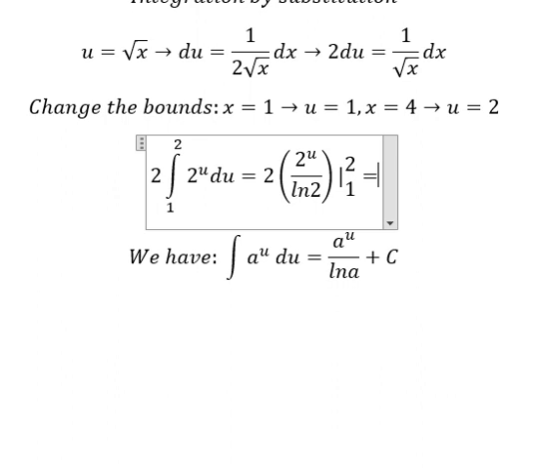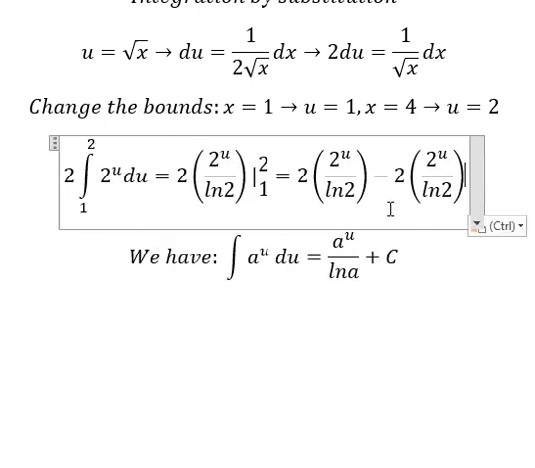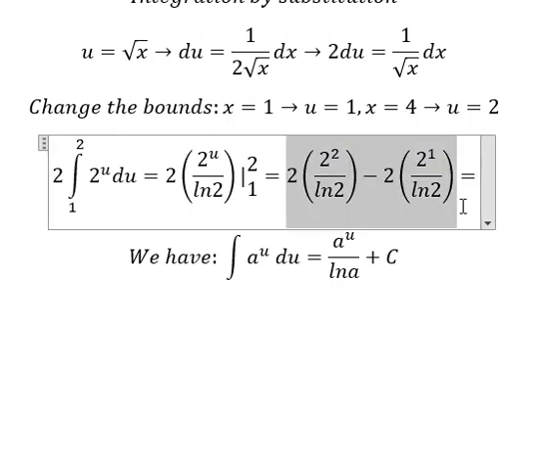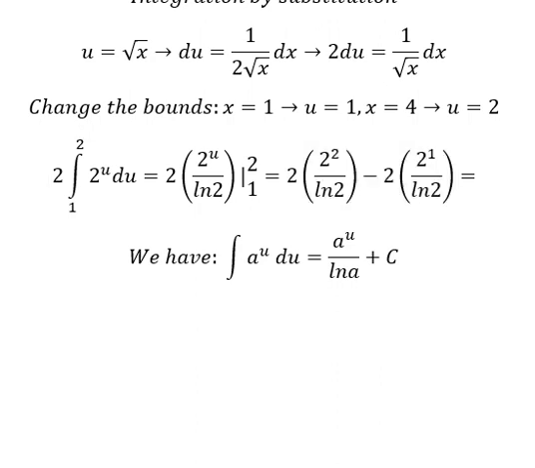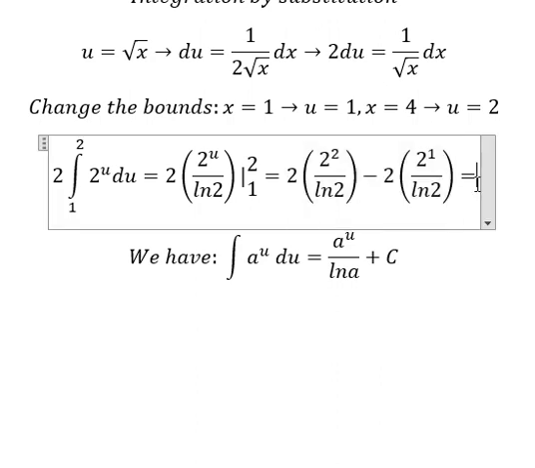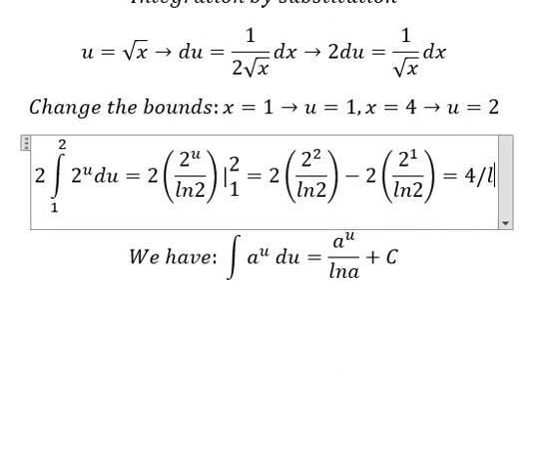And now we have the final answer. So I will put number 2 in here, number 1 in here. So we calculate this one, and that is 4 over e, number 2.